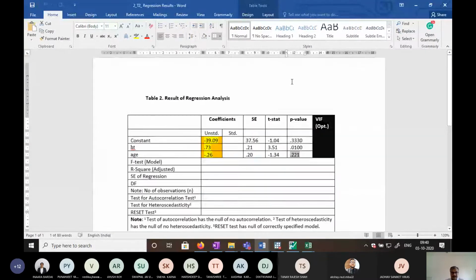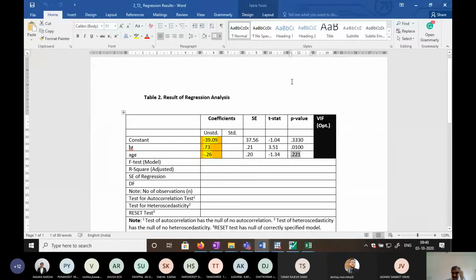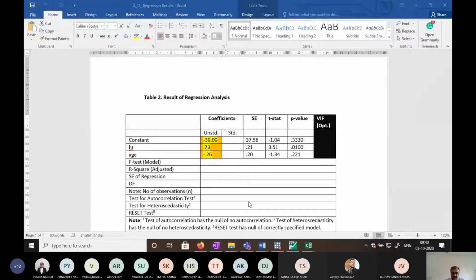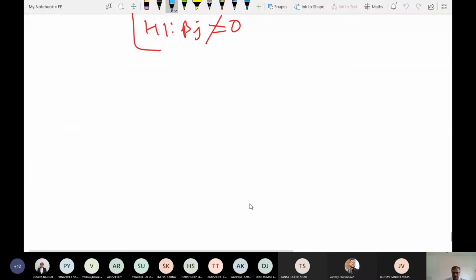So, as you look at this regression analysis template, in the second table we are having one more column which is not filled, which is standard coefficient. Please understand the difference between unstandardized and standardized coefficients. The purpose of standardized coefficient is that we would like to know the comparison.